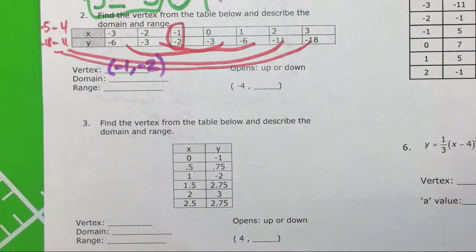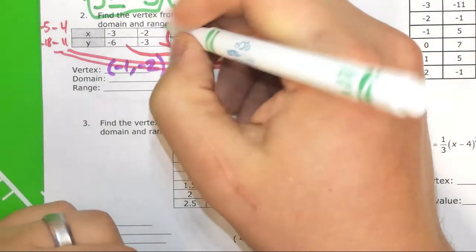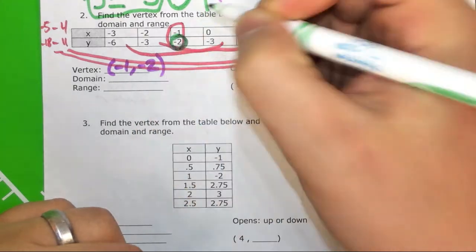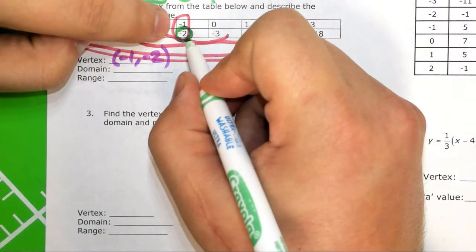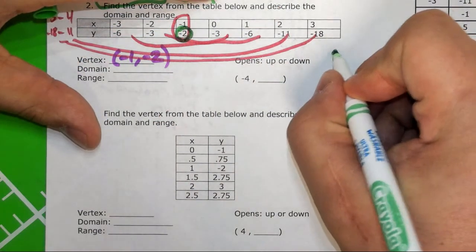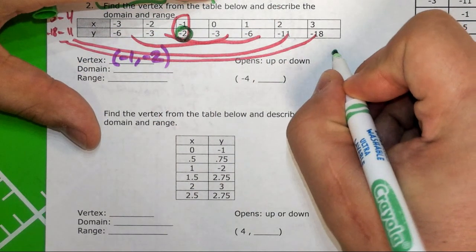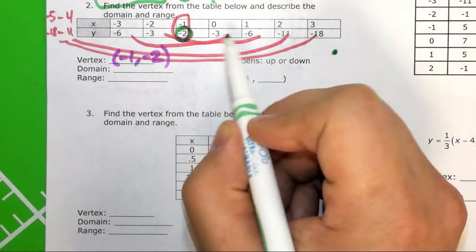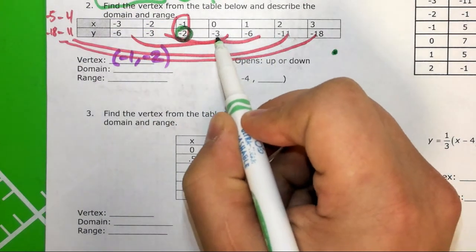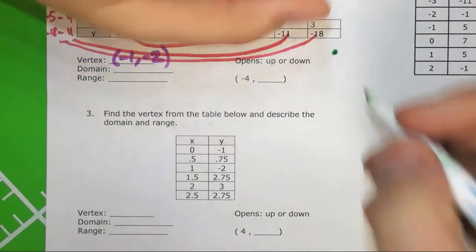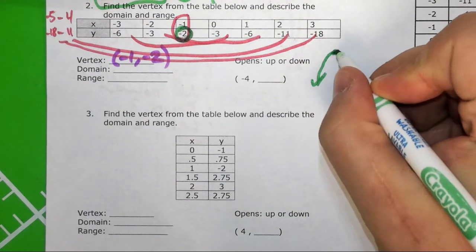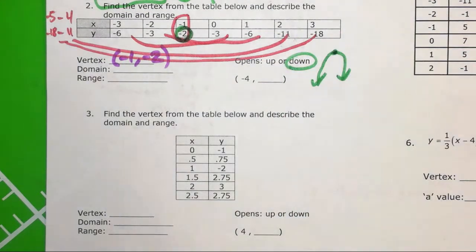Okay, and then again, we're looking at opening up or down. We're looking at this y value here in the vertex, -2. Now, let's draw a -2. That's right there. Are these getting bigger or smaller? Well, they're getting more negative. -3, -6, -11, they're going down, right? They're getting even smaller. So these are all doing this. It's opening down, okay? Opening down.